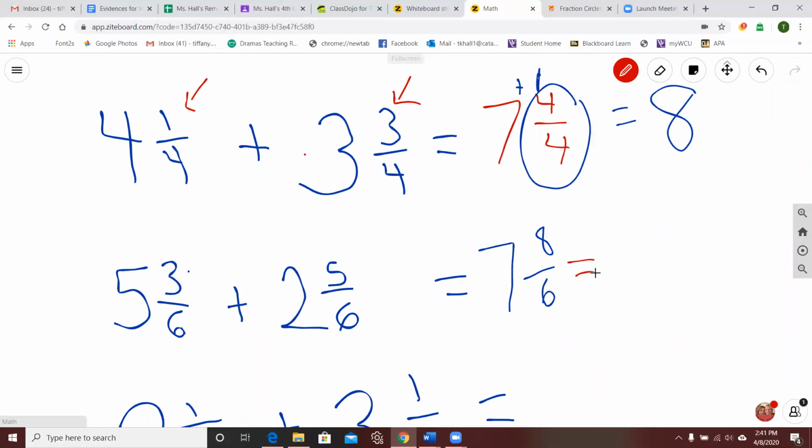So you could do what Miss Putman has taught you, where I think she drew the C around and she, let's see, I think she drew a C like this and she multiplied and then added. So 6 times 7 is 42, plus 8 is 50. And then your denominator stays the same. So 50 over 6 can be your final answer, unless the directions say it needs to be a mixed number, because this is an improper fraction. So let's say I need to change that.